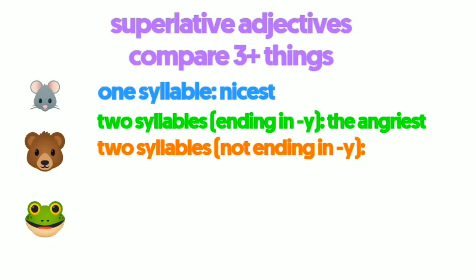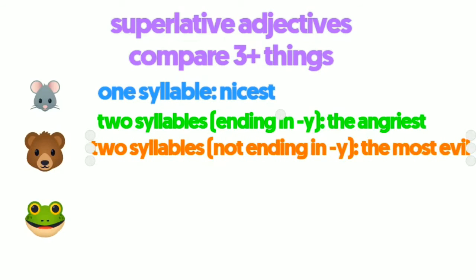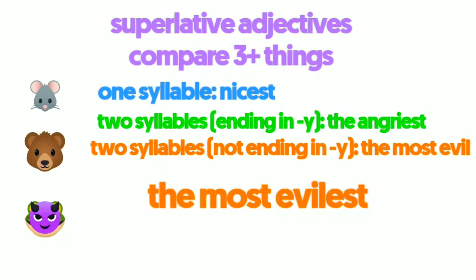For a 2-syllable adjective not ending in Y, let's say evil, again, you're going to add the before the adjective, followed by most. So we are saying the most evil animal is the frog. Be careful of redundancy. You don't need to say the most evilest because then you have most and the est ending. Just stick to the most evil.